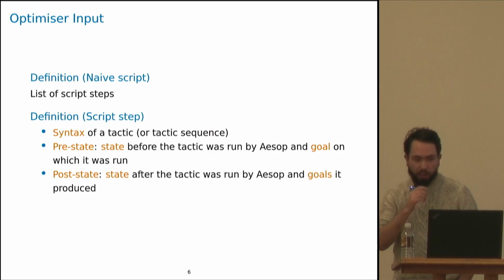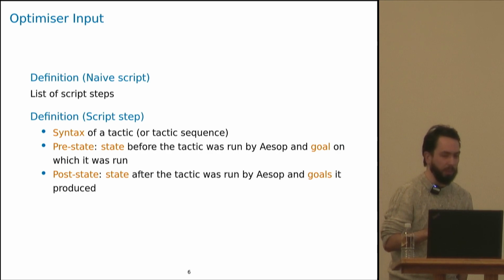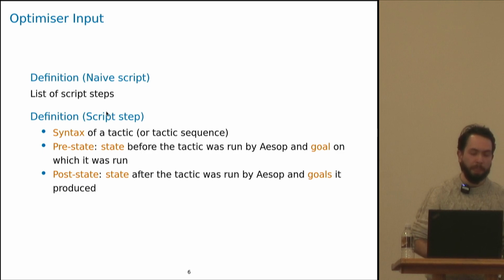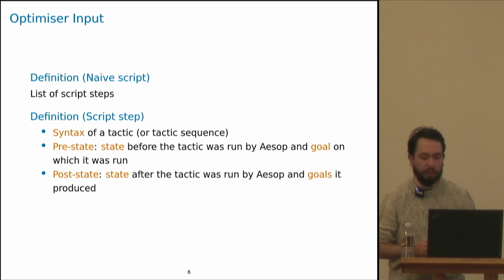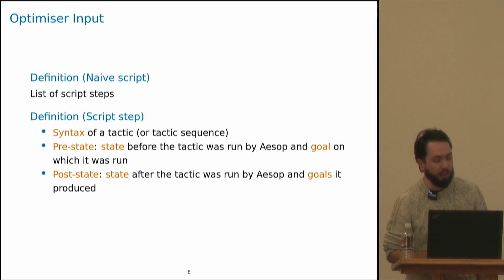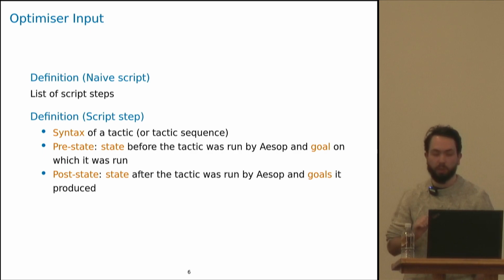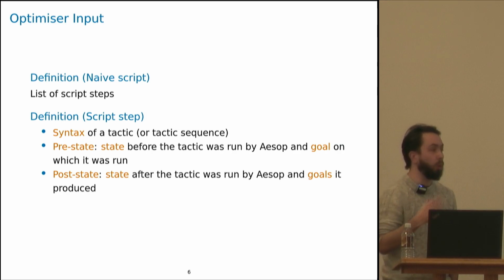Right, before we get into this, a little note about the input of the optimizer, so what we get at the start of the pipeline. We get a so-called naive script, which is a list of script steps, and a script step contains the syntax of the tactic that Aesop ran, which can also be a tactic sequence because Lean doesn't clearly distinguish between the 2 things. And in addition, it contains a pre-state, which is the state of Lean, if you want, before the tactic was run by Aesop, and the goal on which the tactic was run, and a post-state, which is the state after the tactic was run, and the goals that it produced.